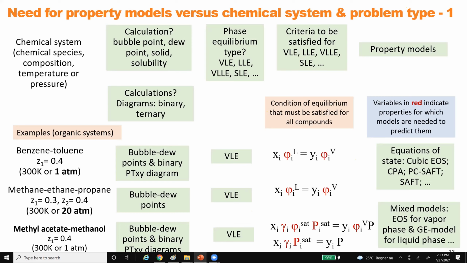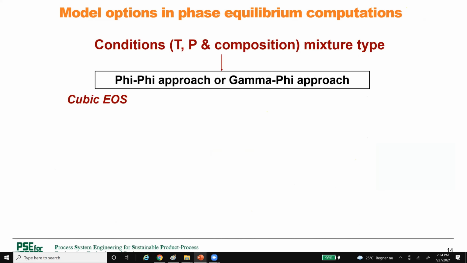So then we see that depending on the mixture we have and the calculation we want, we have to choose different models, and we also have to choose different conditions to satisfy for the equilibrium. And based on the different models to choose from, just a quick guide for which kind of model we should use.